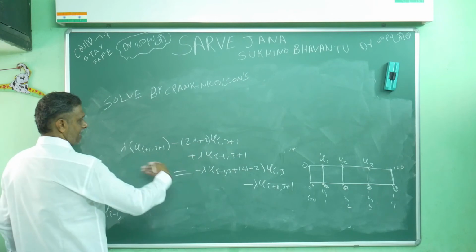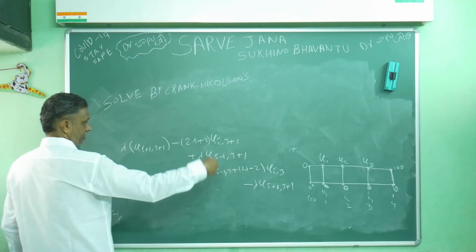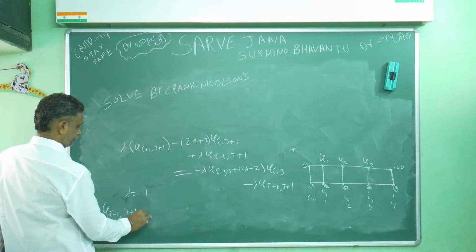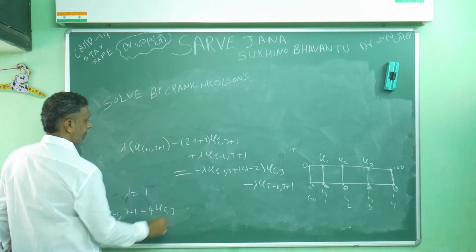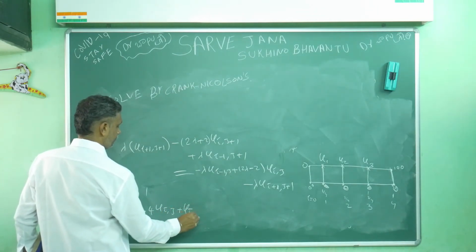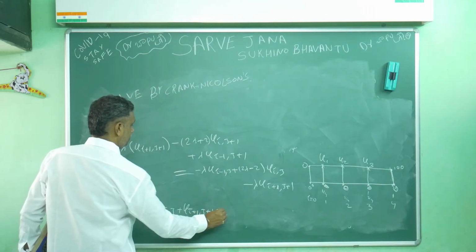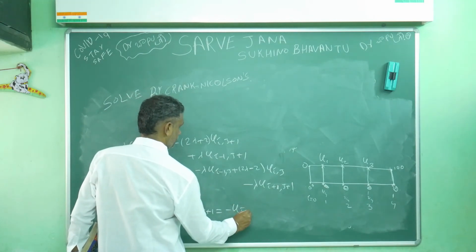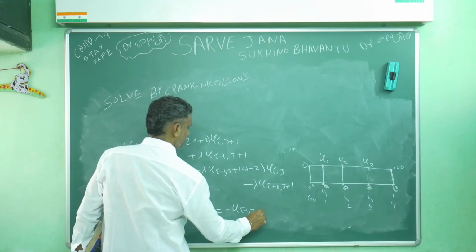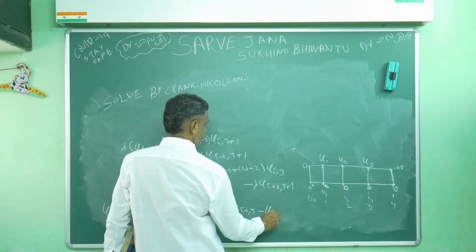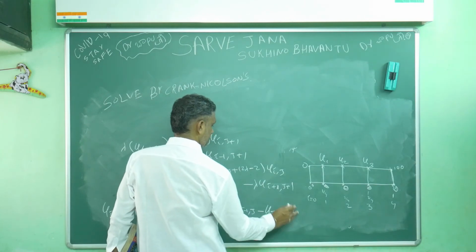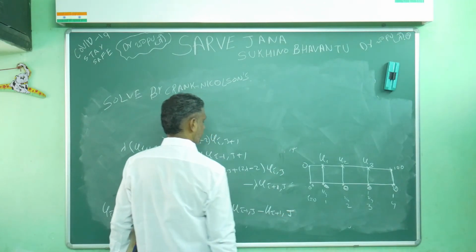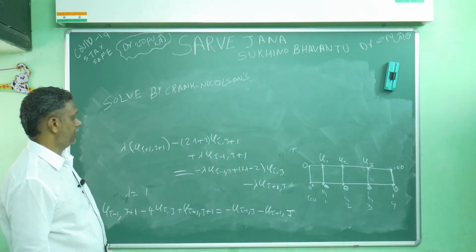u(i-1), because of the pattern, I will write i minus 1. This is the first point: I get i minus 1, that is i plus 1, this is ij. u(i-1, j+1) minus 4 u(ij) plus u(i+1, j+1) is equal to, lambda is equal to 1, minus u(i-1, j) minus u(i+1, j). Sorry, this is i plus 1, j. Getting or not? This becomes 0.